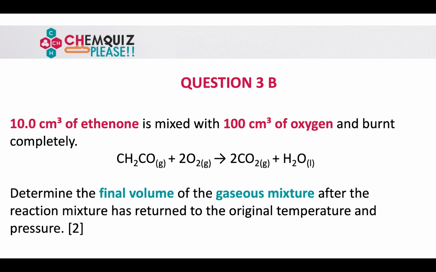Let's move to question 3, part B. You have 10 cubic centimeters of ethanone mixed with 100 cubic centimeters of oxygen, and the mixture is completely burned. Your task is to determine the final volume of the gaseous mixture once the reaction mixture returns to its original temperature and pressure.